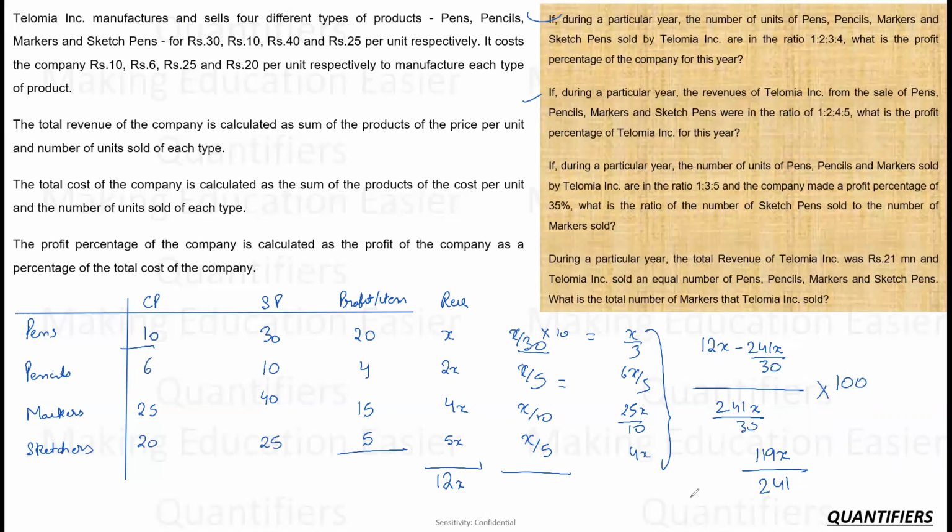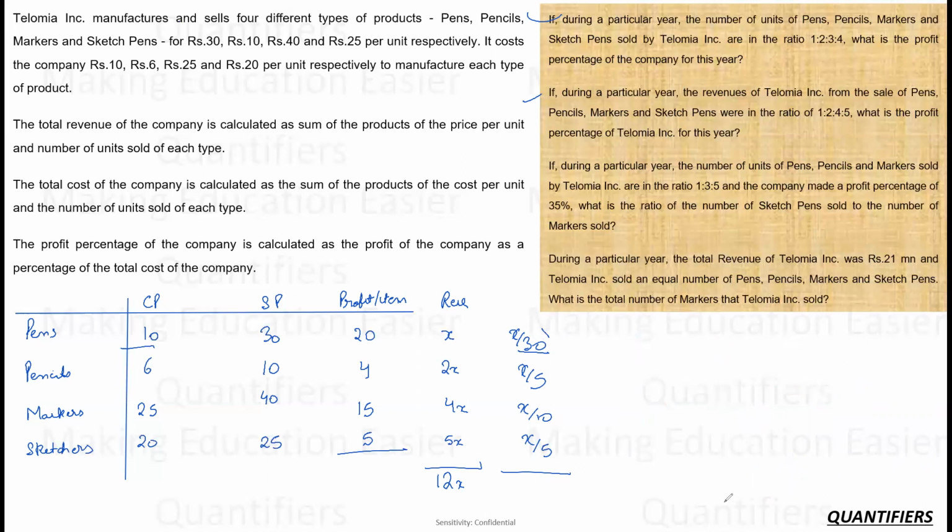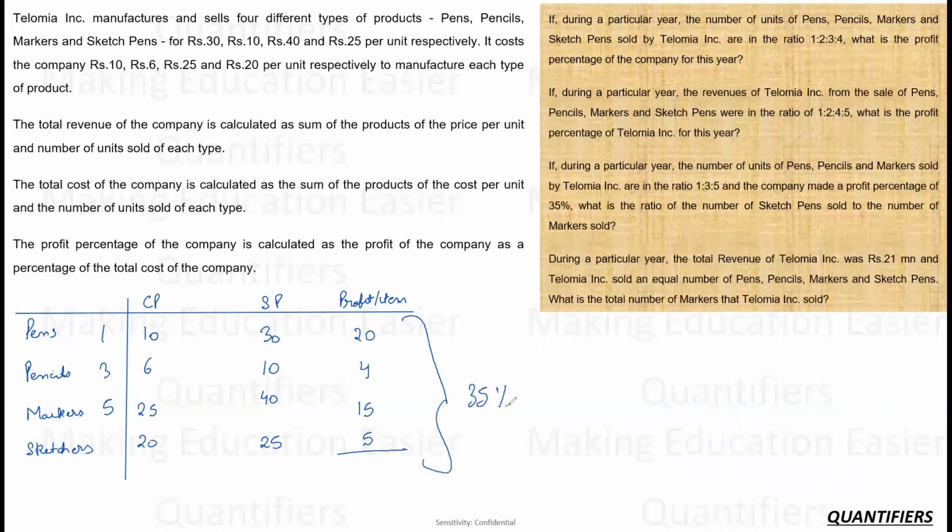Now let's read the next question. It says, if during a particular year the number of units of pencils, markers, and sketch pens sold are in the ratio 1:3:5. So basically, one item is being sold here, 3 here, 5 here. And the overall profit is 35%. So what is the overall profit? That is 35%, right? Then what is the ratio of sketch pens sold to the number of markers sold? So let's say sketch pens sold are x.